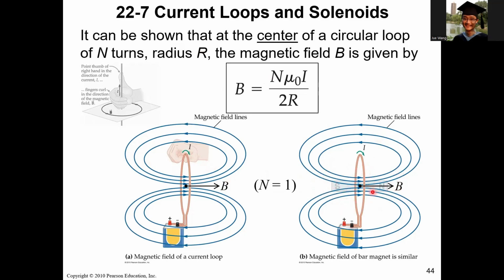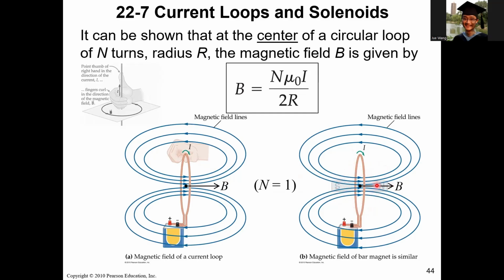Okay, so at the center of this loop, we can determine the direction of magnetic field if we curl the fingers of our right hand towards the current direction, and the thumb will point towards the field direction. Okay, so when we have a loop and there's a current flowing through the loop, we can usually consider it just like a bar magnet.